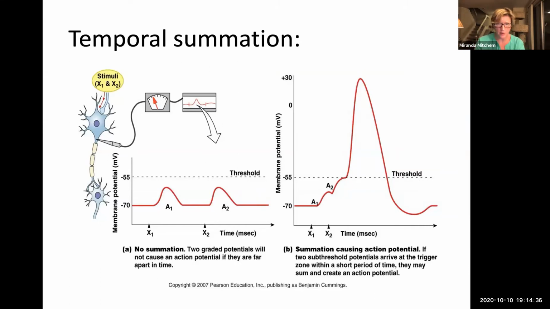Without it, there would be no action potential. So summation is a way to overcome the sub-threshold responses. It's also a way to control them. Think about inhibitory and excitatory stimuli. That would be control of the response. It may not excite it at all. It may inhibit the response.